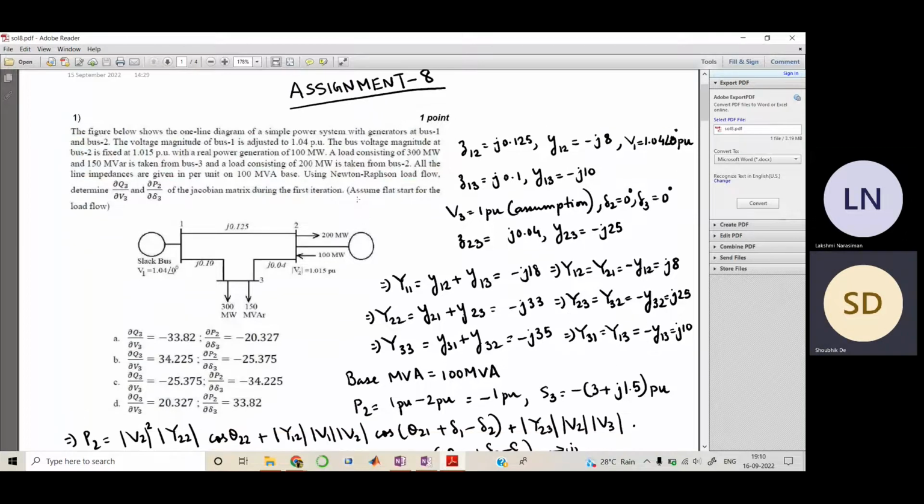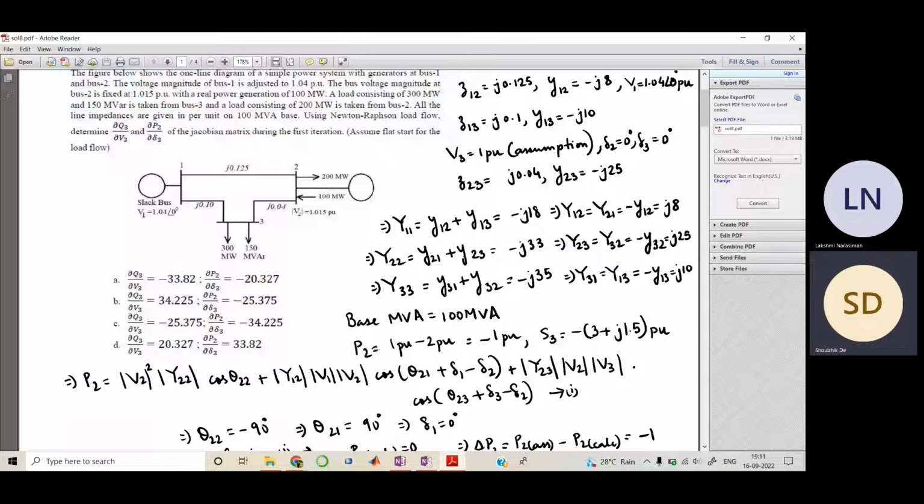Now, they have told us to assume a flat start for the load flow. We don't know the magnitude at bus 3, right? It is unknown. That is why it is a PQ bus, right? So we assume that the voltage V3 is 1 per unit, and since we don't know the angles either, we assume del 2 is 0 and del 3 is also 0 degrees.